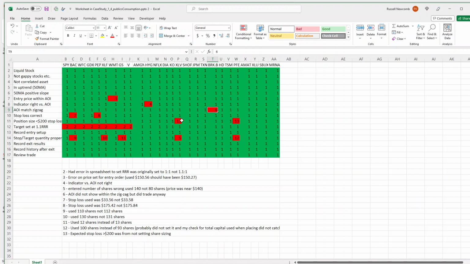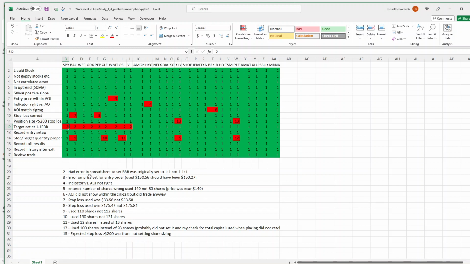So 1 means that everything went as planned. I followed my rules. My entries were proper. My exits executed okay. There was no mistake in the actual process. And then anything that's higher than 1, I put them as a footnote. Like for 2 here, I had done a whole bunch of 2 errors because my spreadsheet was originally set up for a 1-to-1 reward to risk ratio instead of a 1.1 to 1.